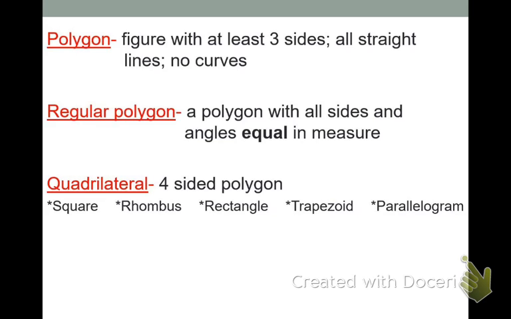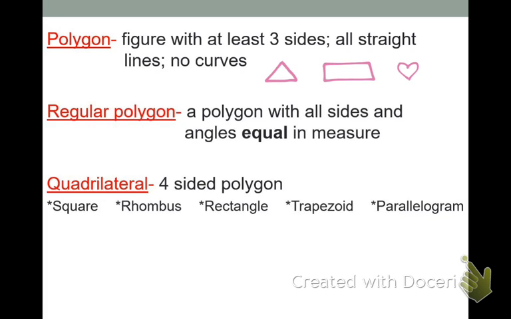So let's imagine that I had this. Would that be considered a polygon? Yes, because it's a shape with at least 3 sides and no curves. How about this? Would that be a polygon? Yes, because it's a shape with all straight sides and no curves. What about this? No. Why is that not a polygon? Curves. Because it has curves, okay?